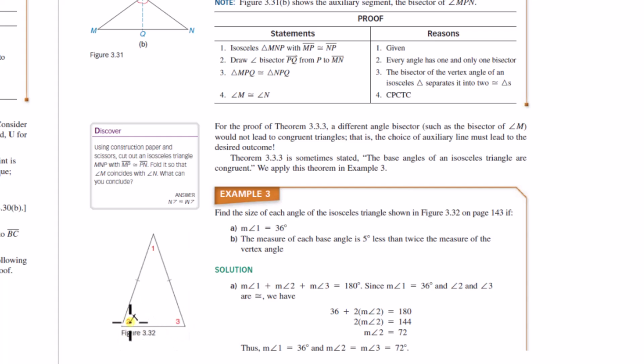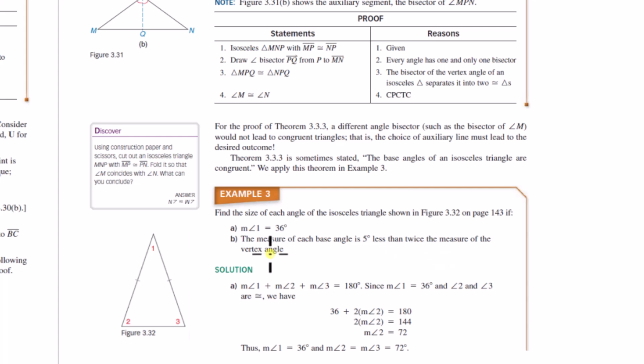So if we call this angle x and this angle x, then we can say that 36 degrees plus 2x is going to be equal to 180. Now just solve for x. Subtract 36 from both sides. Divide both sides by 2. x is 72 degrees.